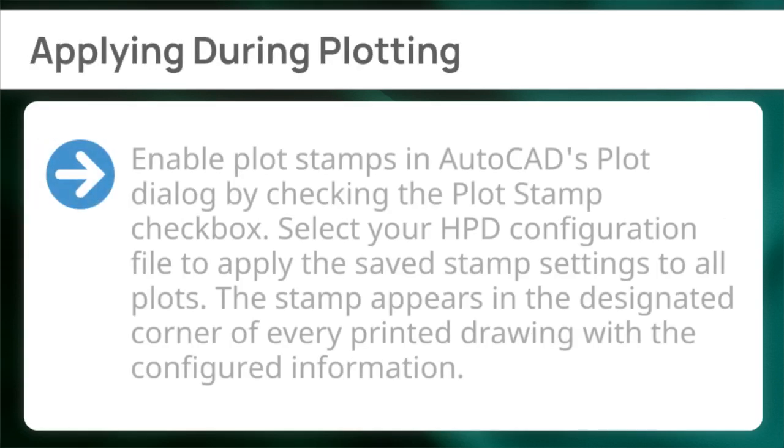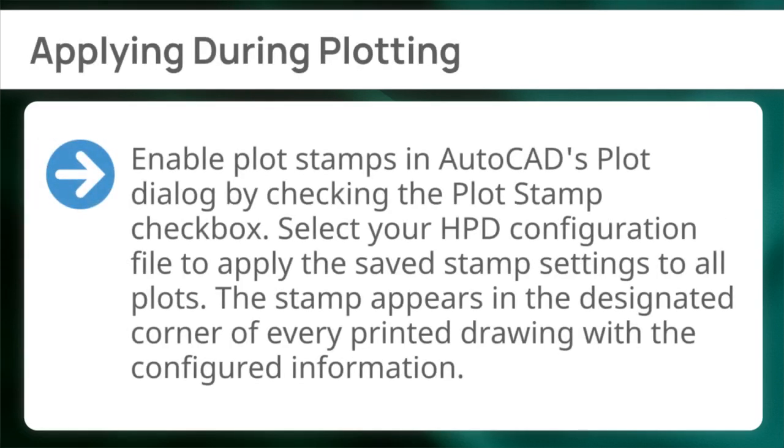Next, applying during plotting. Enable plot stamps in AutoCAD's plot dialog by checking the Plot Stamp checkbox. Select your HPD configuration file to apply the saved stamp settings to all plots. The stamp appears in the designated corner of every printed drawing with the configured information.